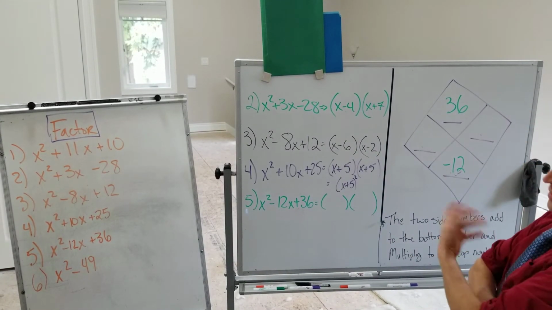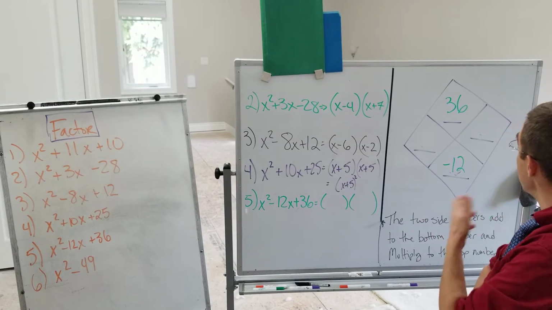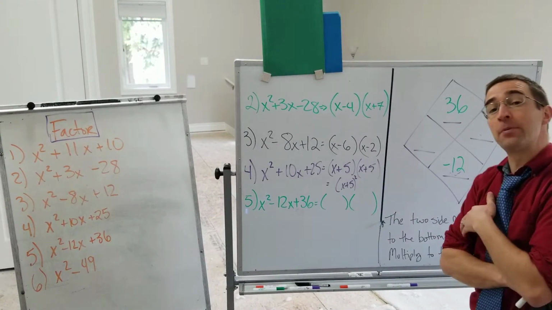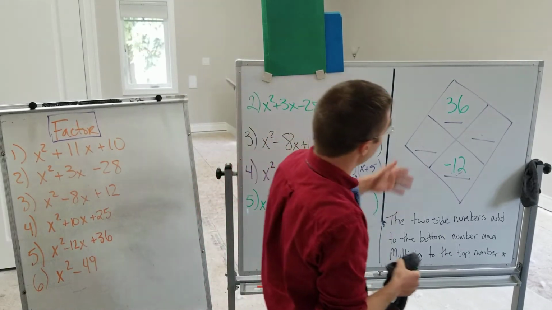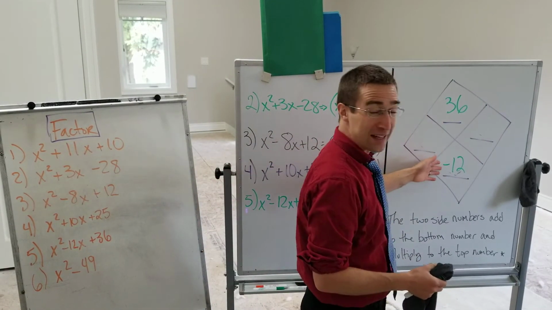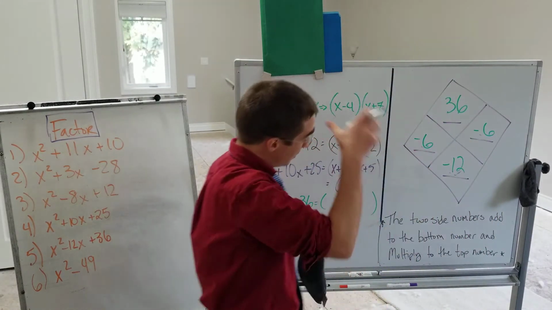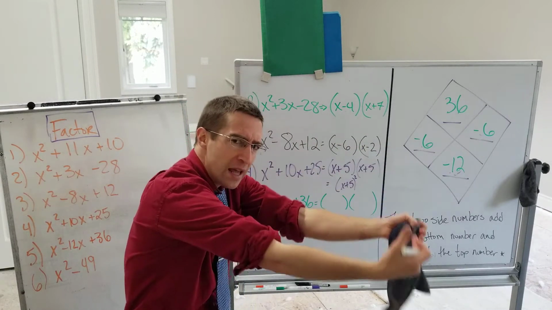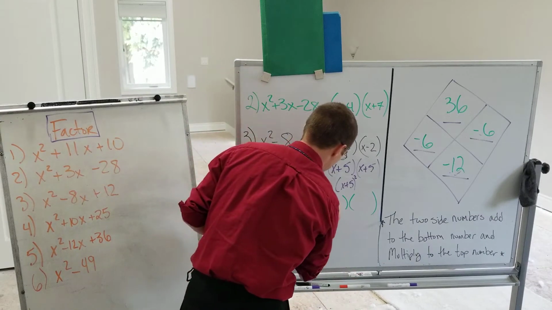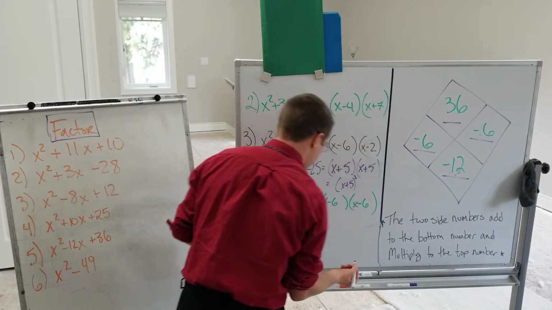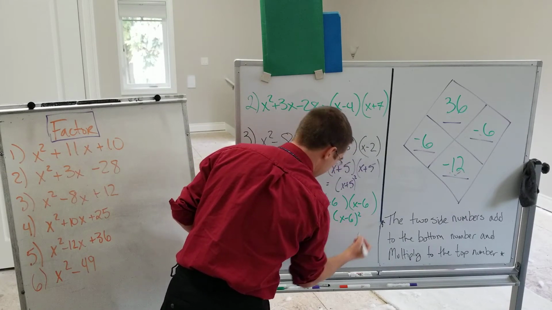Well, like 36 and 1, 12 and 3, 9 and 4, 6 and 6. Which of those add to 12? Well, 6 plus 6 adds to positive 12. We want it to add to a negative 12. So whenever we have a positive that they multiply to and a negative that they add to, what we have to do is make them both negatives. Right? Negative 6 plus negative 6 is negative 12. And if we multiply two negatives, it gives us a positive. So here we get x minus 6 times x minus 6, which, because these are the same, we can write as x minus 6 squared.